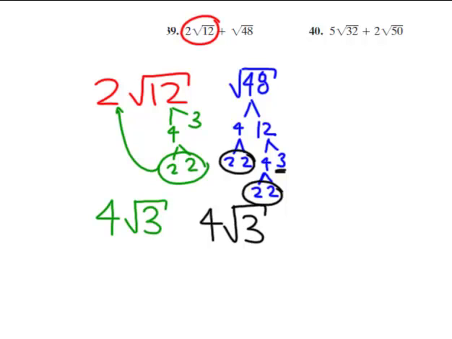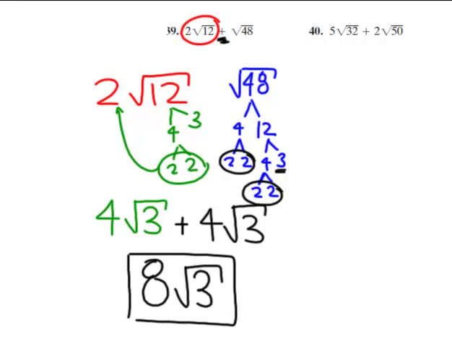So now we have the same exact radicals and indexes. So remember we were adding them from up here. So 4 root 3 plus 4 root 3 gives us 8 root 3. Let's do the next one.